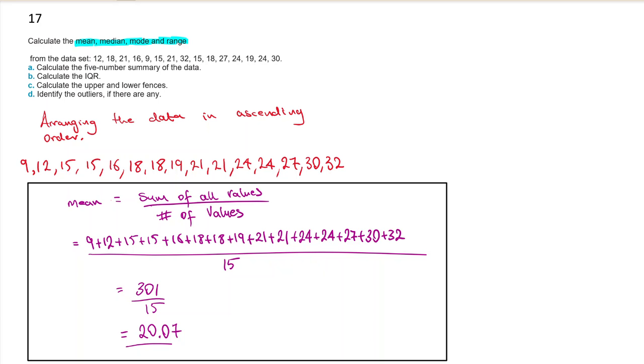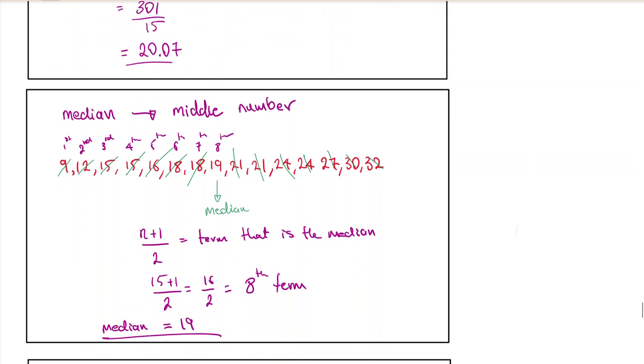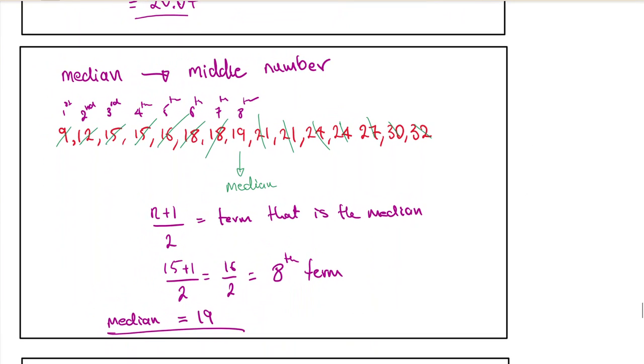Before doing anything, I arranged my data in ascending order because I knew I had to calculate the median, and for the median I need that data arranged in ascending order. And so for the median, which is the middle number, I could just cross off in my green lines and find where the middle is, which was 19.